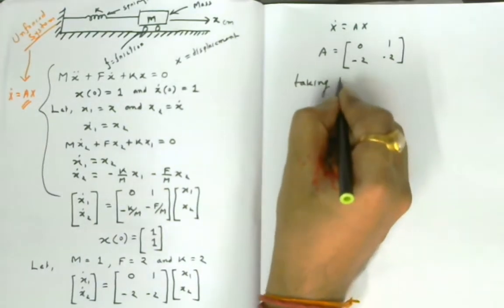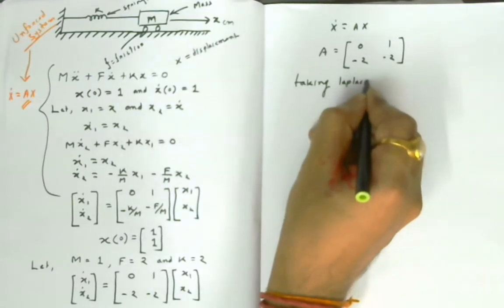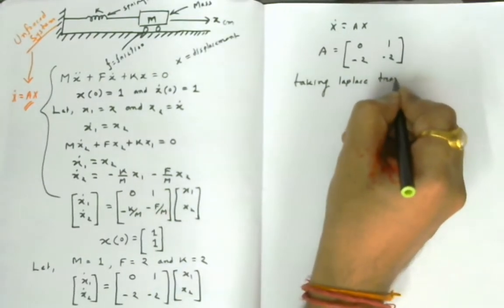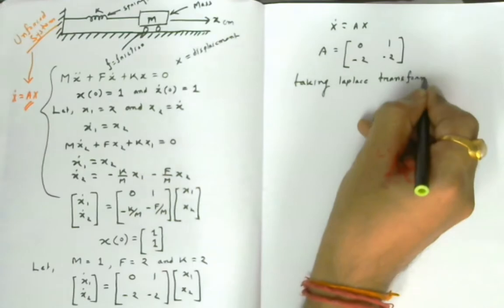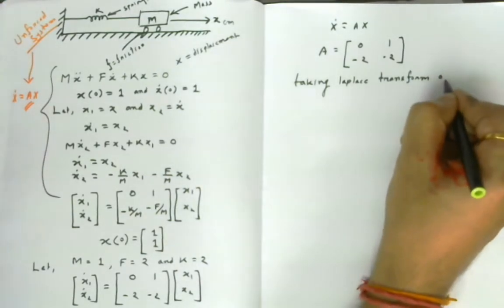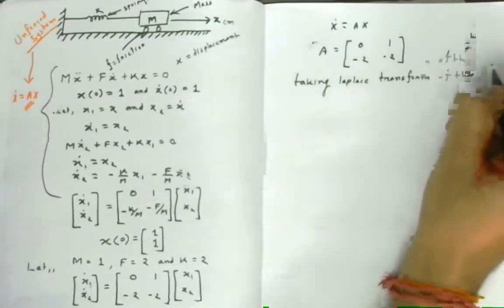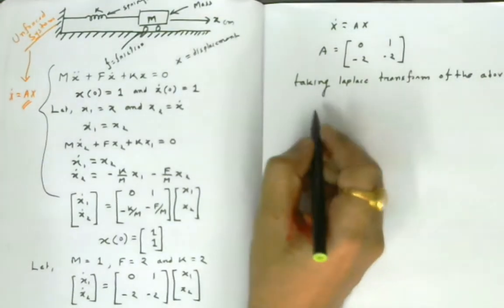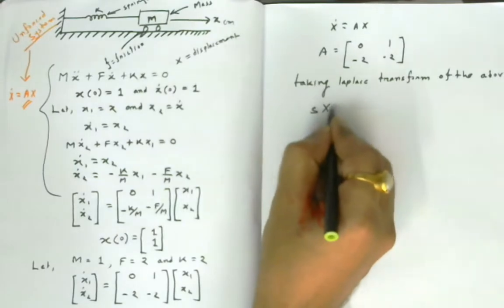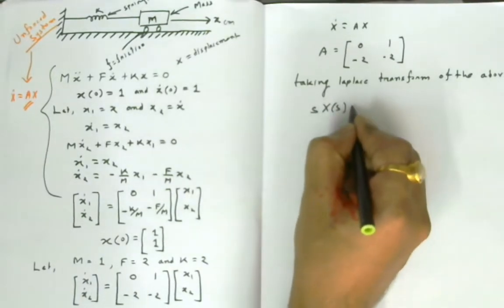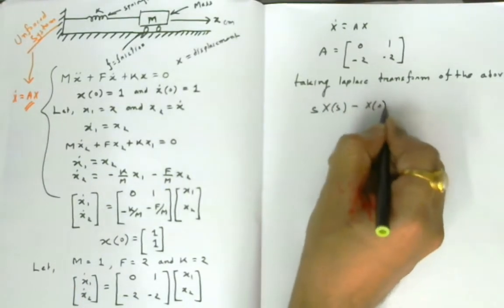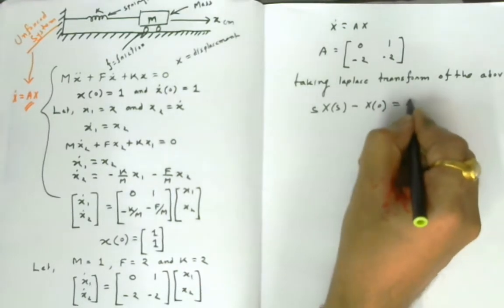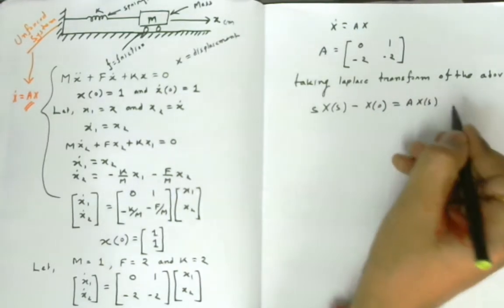Taking Laplace transform of the above, it will be sX(s) minus x(0) equals A X(s).